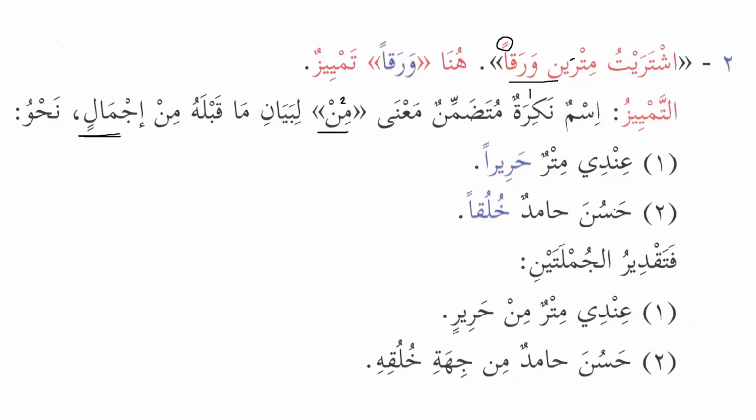Nahwu, for example, indi mitrun hariran. So when you say indi mitrun, I have a meter, and hariran, when you say I have a meter of silk, then that ambiguity is clear. And this is what it tells us, that libyani ma qablahu min ijmalin, it briefly tells us about something before it, and hariran is a brief explanation of what we have before it. And before this we have meter, and we don't know what meter is this, but when we say hariran, then it is clear that you are talking about silk.